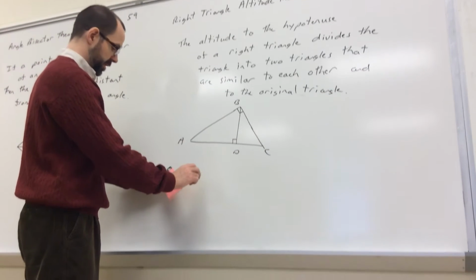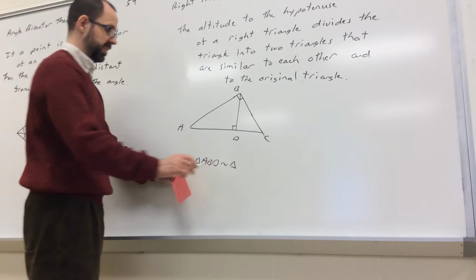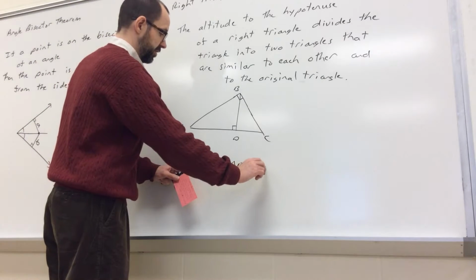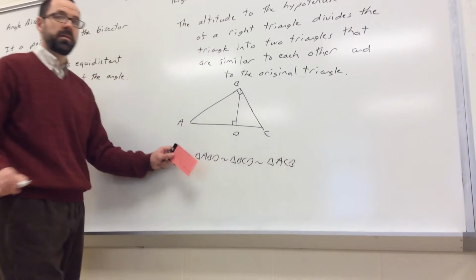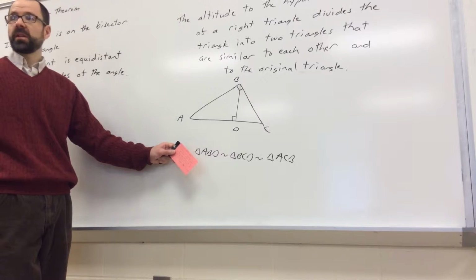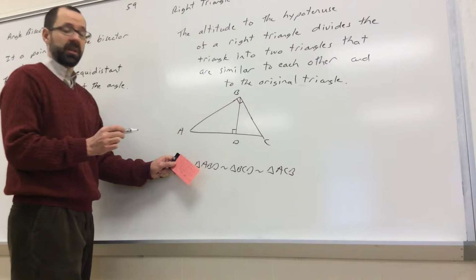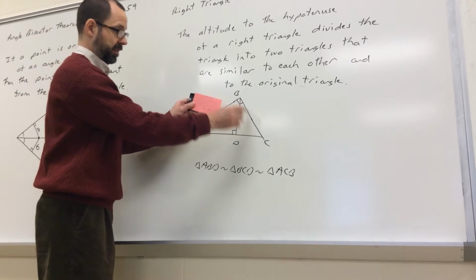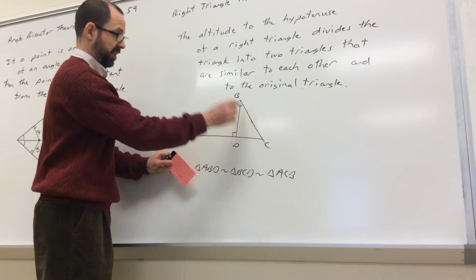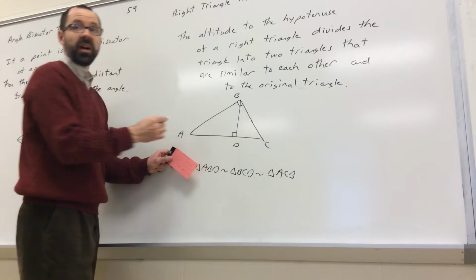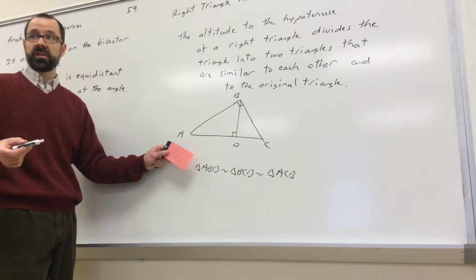So triangle ABD is similar to triangle BCD, which is also similar to triangle ACB. ABD is the medium-sized triangle, and BCD is the smallest triangle, and ACB is the largest triangle that encompasses all of them. And what this theorem is saying is they're all similar to each other.